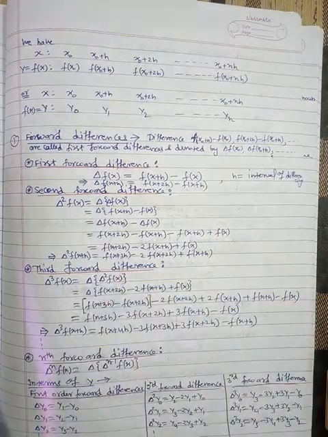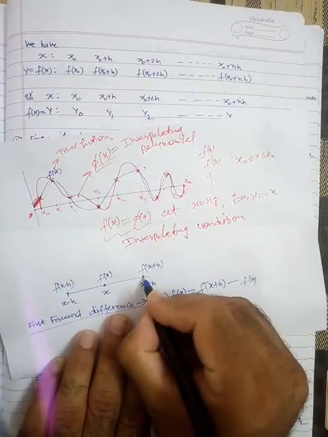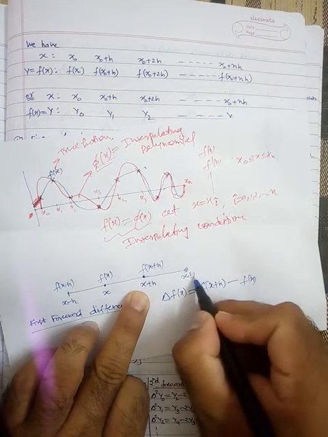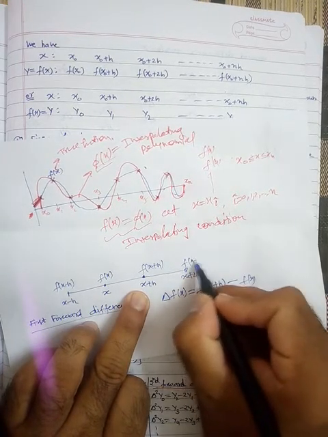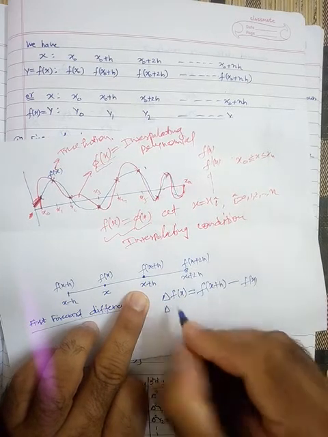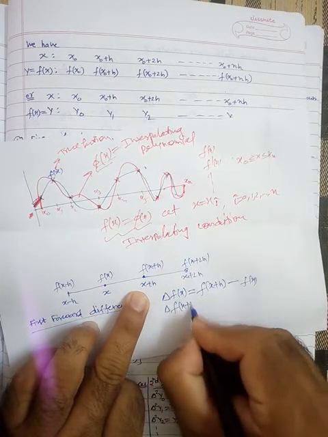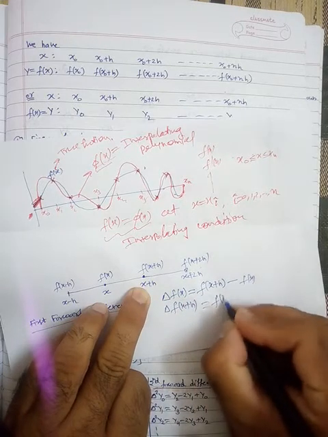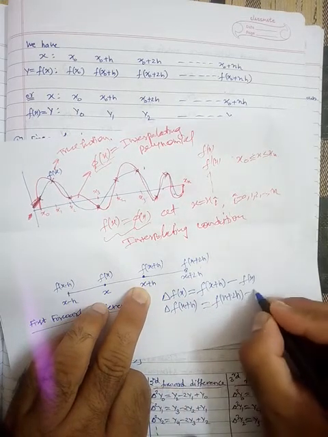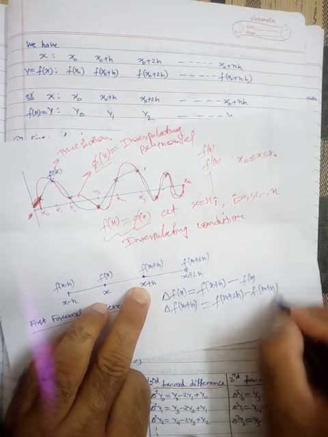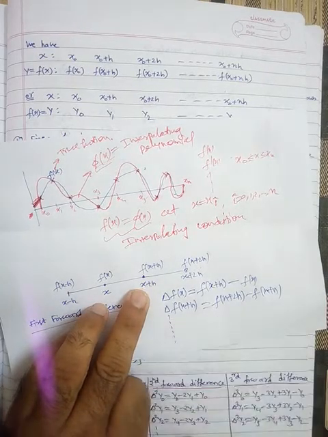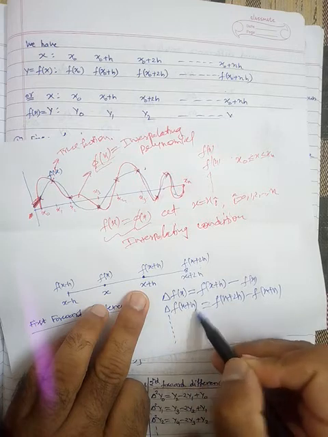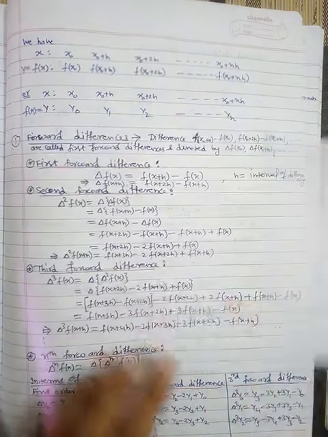Similarly, just shift your value: current value at x plus h, then you need x plus 2h, f of x plus 2h. So if you want to find the first difference at point x plus h, then obviously the next value is f of x plus 2h minus the current value f of x plus h. So likewise you can find the first difference at different points, at x plus h, x plus 2h and so on. So this is written here.